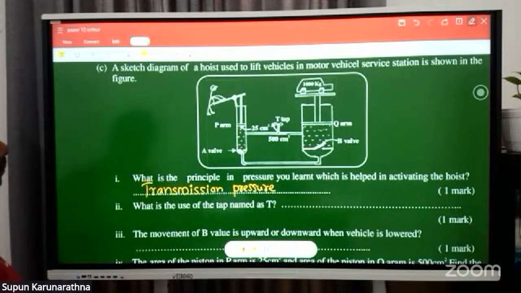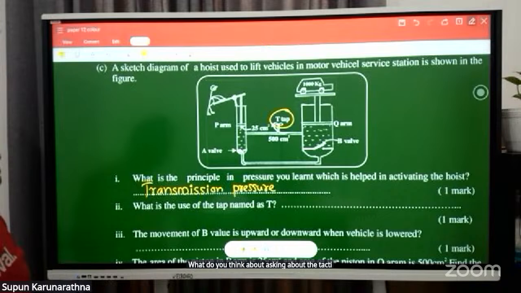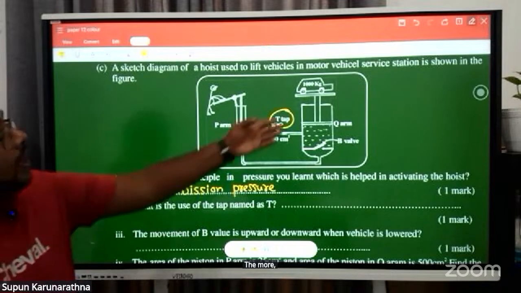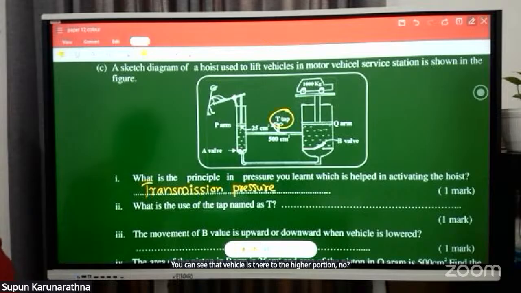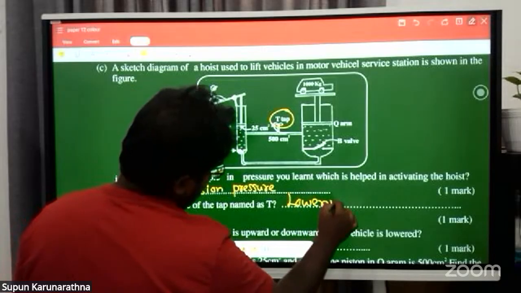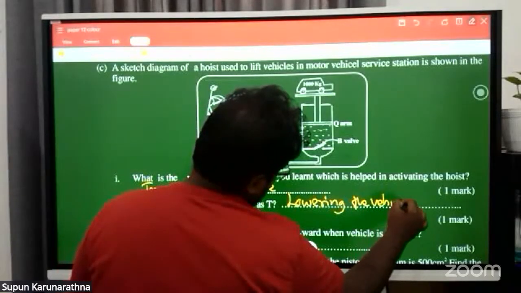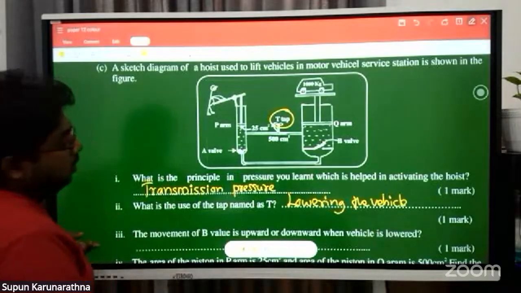What is the use of the tap named T? We can use the tap T to lower the vehicle. You can see that the vehicle is at a higher position, no? To lower the vehicle, we can use the tap T. Right?